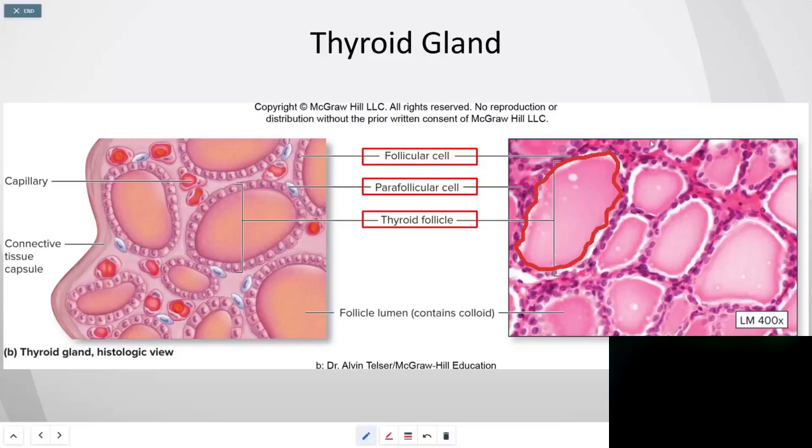In between them, you have the C cells and the parafollicular cells. Okay, so C cells, which you can't really see that well here, there's smaller ones that are not labeled. The C cells are what secrete calcitonin. Anybody remember what calcitonin does? So the thyroid gland does all this T3, T4, but it also contains C cells for making calcitonin.